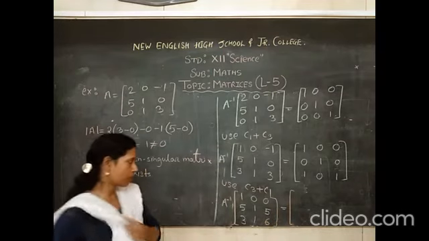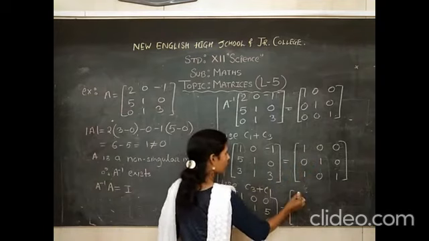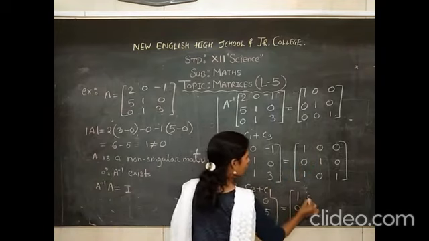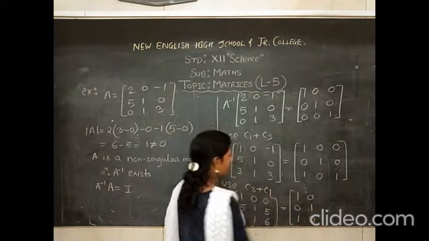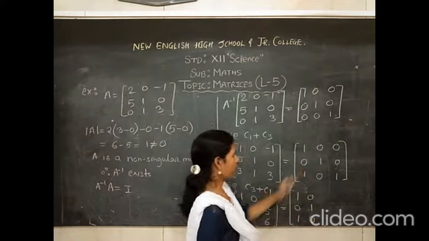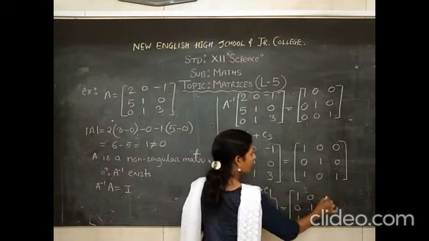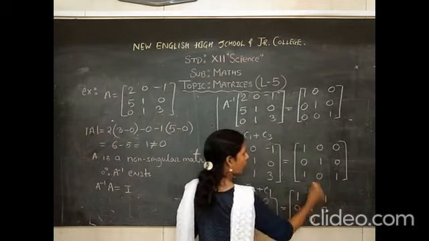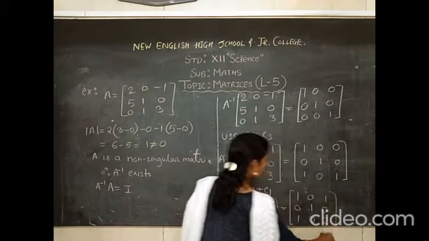Similarly, we'll do here also. C1 will remain as it is: 1, 0, 1. Here 0, 1, 0. C3 plus C1: 0 plus 1, 1. 0 plus 0, 0. 1 plus 1, 2. Okay?